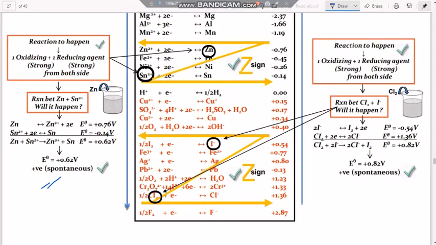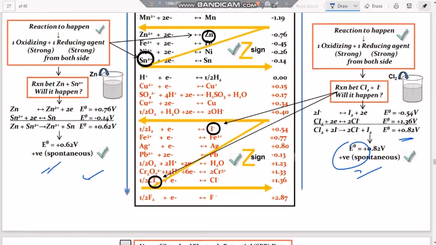Another thing, if you take the reaction between chlorine and iodine, and do the calculation, the E naught value obtained is plus 0.82 volts, which means positive. So it is also spontaneous. So the reaction possibility between two different kinds of substances can be understood from this.